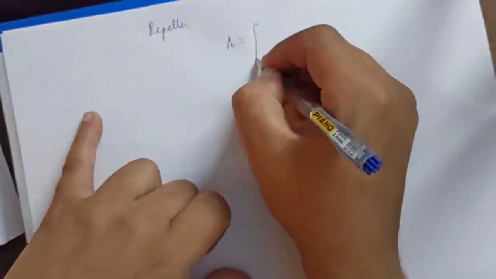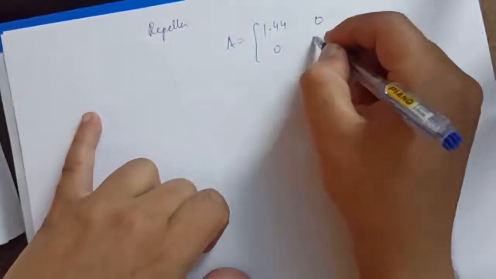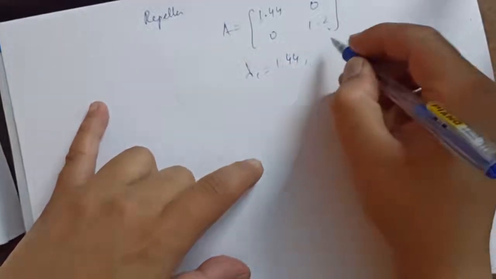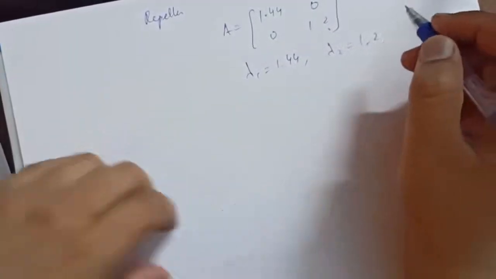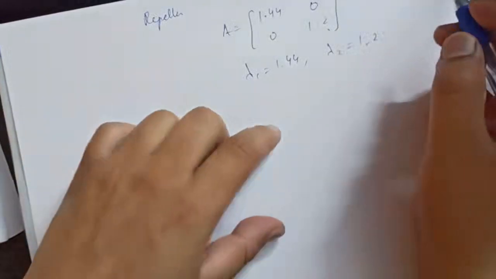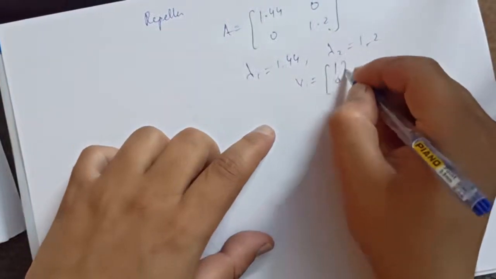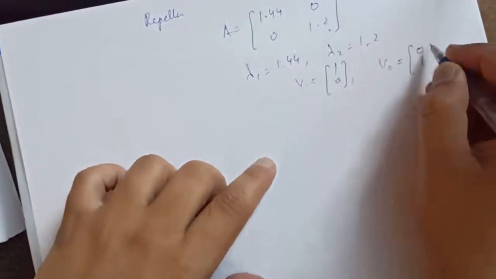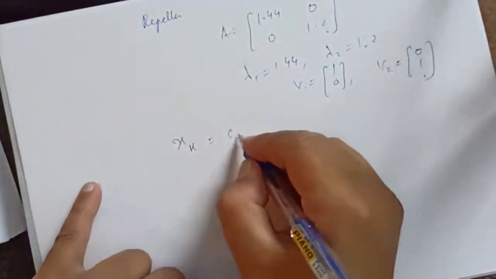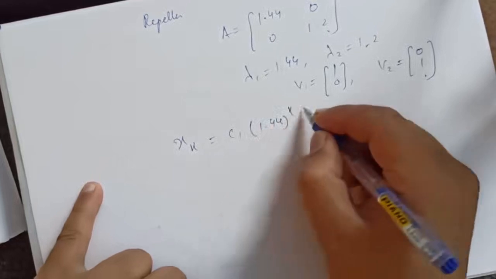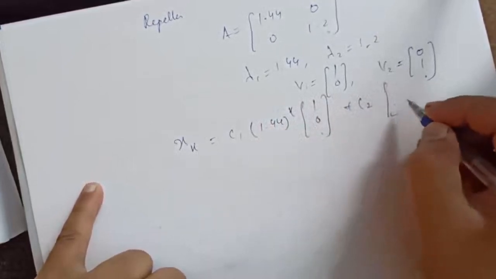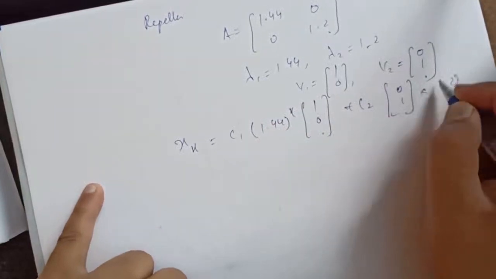Let's say A is [1.44 0; 0 1.2]. So you can see here the eigenvalue lambda 1 is 1.44 and lambda 2 is 1.2, and correspondingly there will be some eigenvectors: v1 which is (1, 0) and the other one, v2, is (0, 1). Again, we can write this from our understanding of the problem. x of k equals c1 times 1.44 to the power k times (1, 0), and again c2 times (0, 1) times 1.2 to the power k.